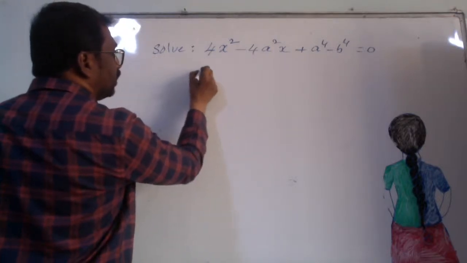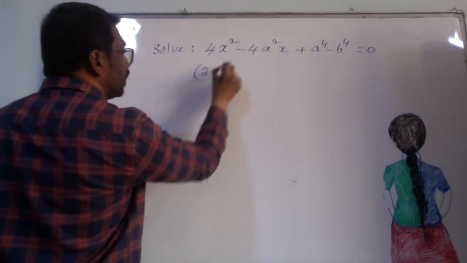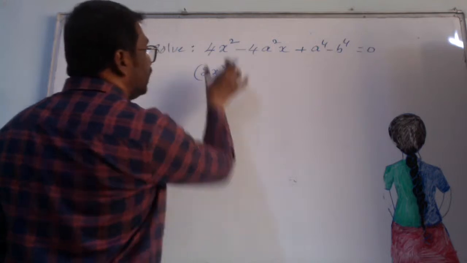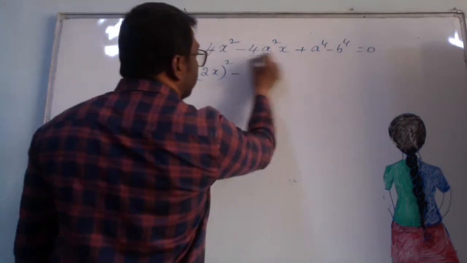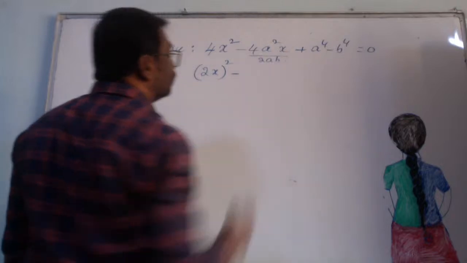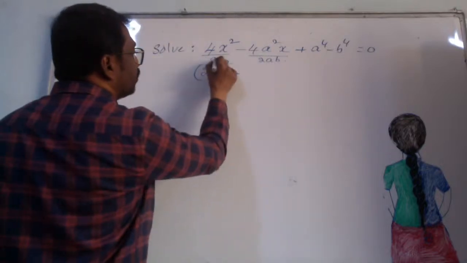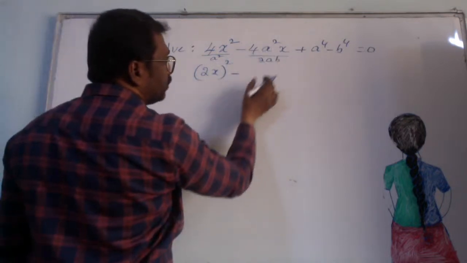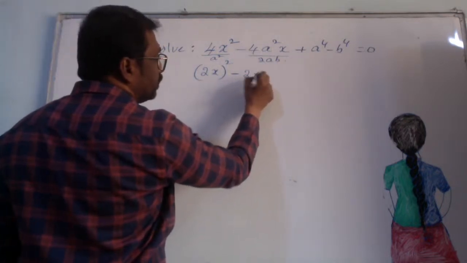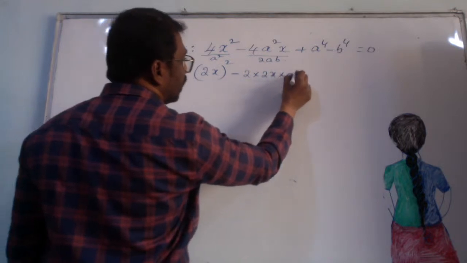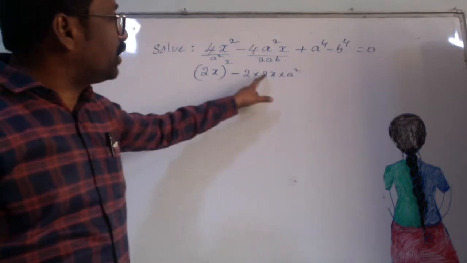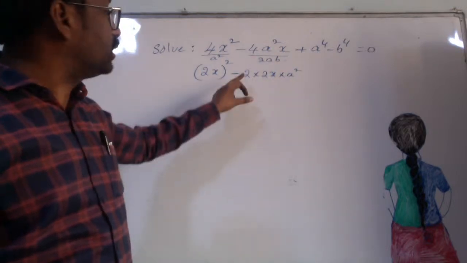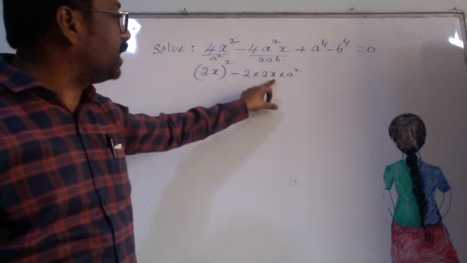4x square, you can write as 2x whole square, right? So this is the a square term. The middle term is the 2ab term. So that's why the a value is 2x. This 4a square x can be written as 2 into 2x into a square, right? So 4a square x, I am splitting like 2 times 2x times a square.